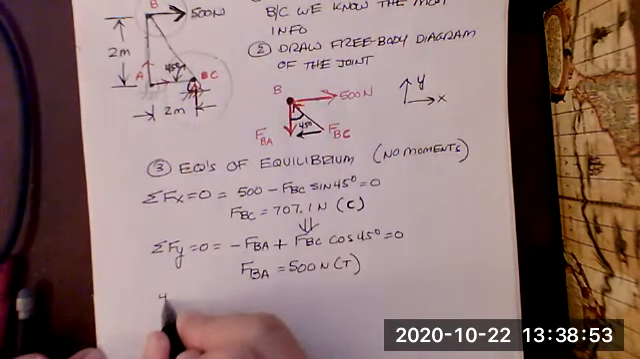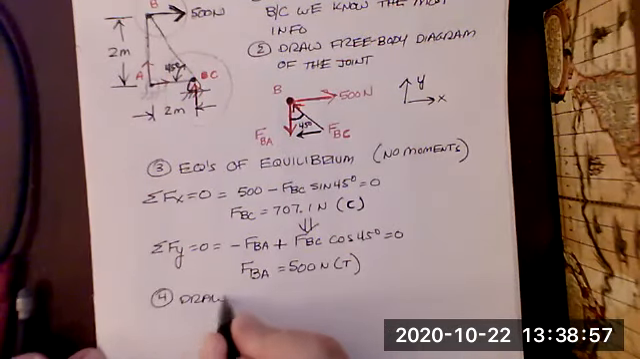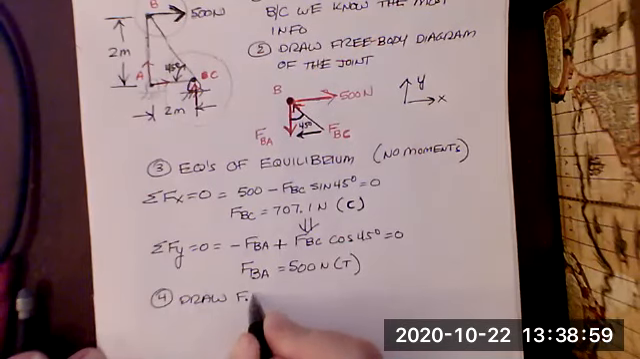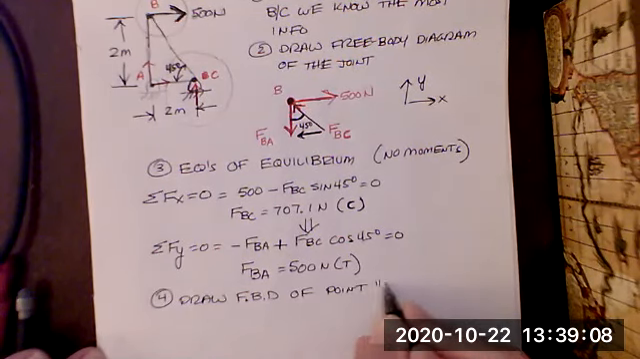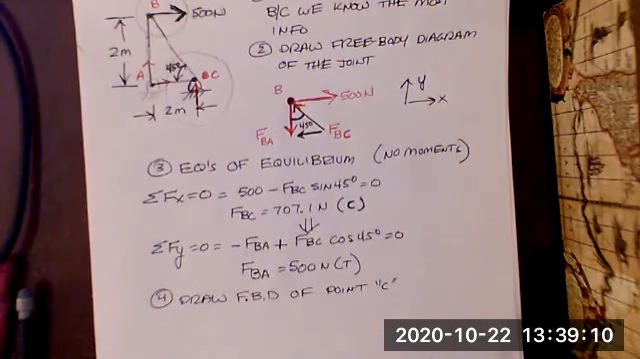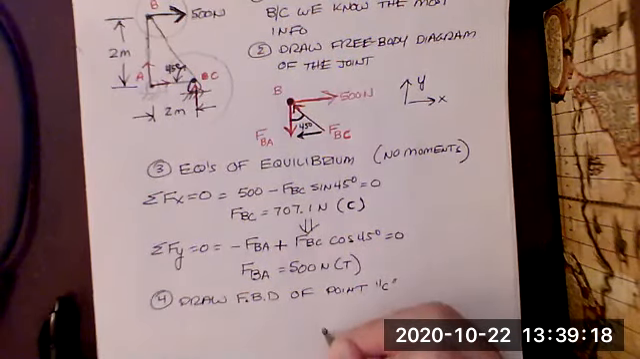So step 4 here is I'm going to draw. By the way, this is the abbreviation for free body diagram. Draw a free body diagram, point C. Okay, so let's draw that. Okay, here's that point C right there.